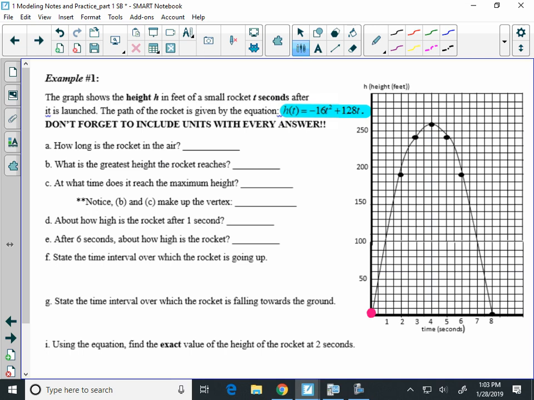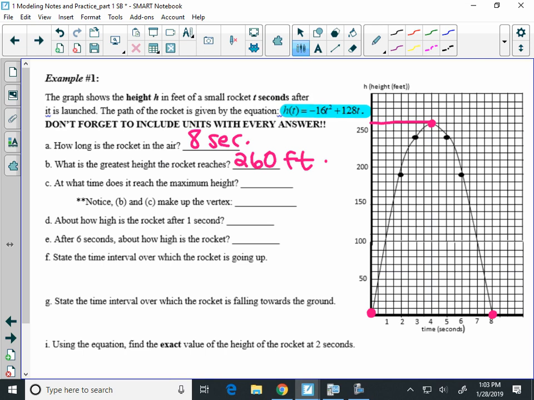Yep, you launched right here at 0, goes up in the air, comes back down, it lands on the ground after 8 seconds. Now we're in a modeling unit, which means we need to use units. Okay, so 8 seconds. 8 means nothing in the context of real life. What is the greatest height that the rocket reaches? So greatest height, we're looking at the vertex here. What is the height that's the highest? 260. Yeah, 260 feet.